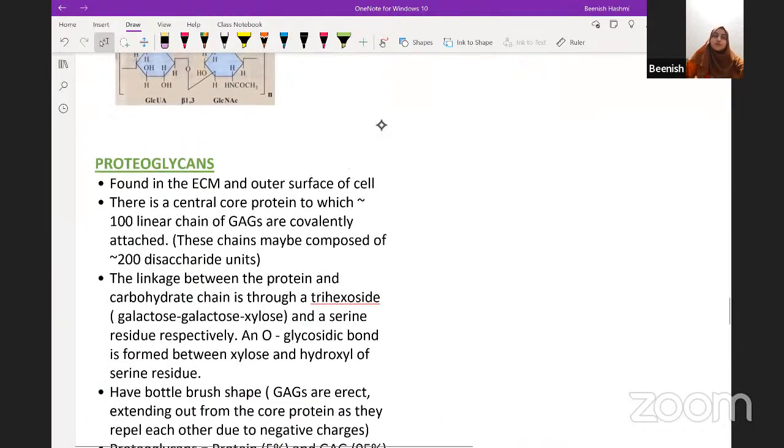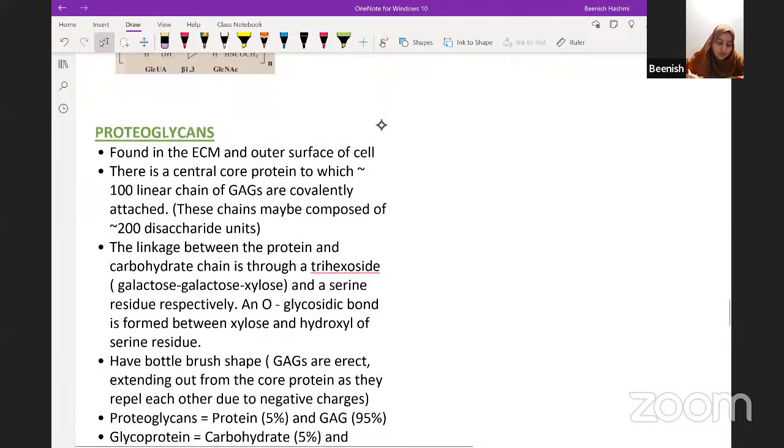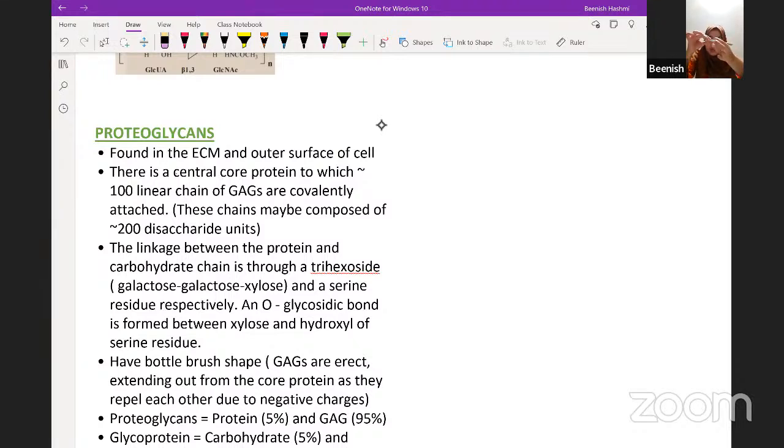Moving on to proteoglycans. Found in the ECM and outer surface of the cell, there is a central core protein to which 100 linear chains of GAGs are covalently attached. These chains may be composed of approximately 200 disaccharide units. So let's suppose this is the central core protein. Now to this central core protein, approximately 100 linear chains of GAGs are attached. And each of those GAGs that are attached are approximately 200 disaccharide units long.